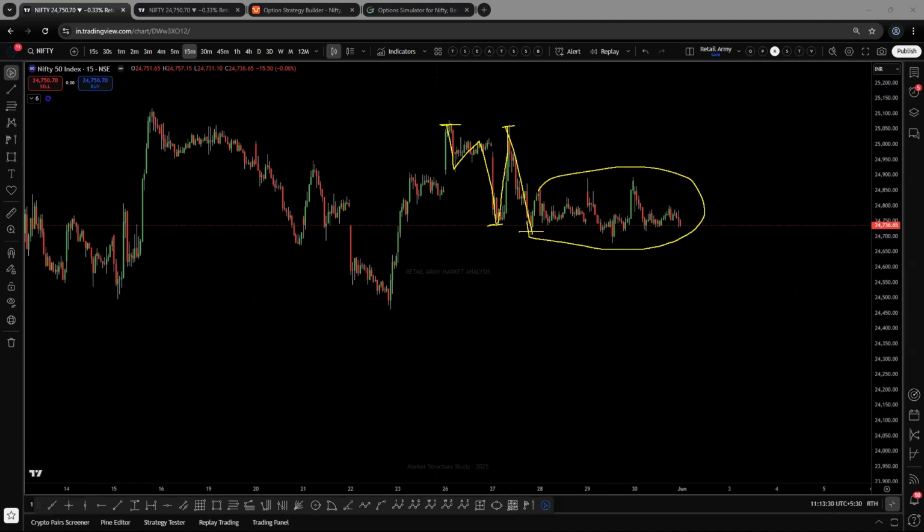Friday's move, instead of giving a continuation in the pattern, came back inside the range and closed within the range of Thursday's expiry day range. So it became an inside bar type. The problem with this kind of momentum is very simple. It creates a lot of confusion.